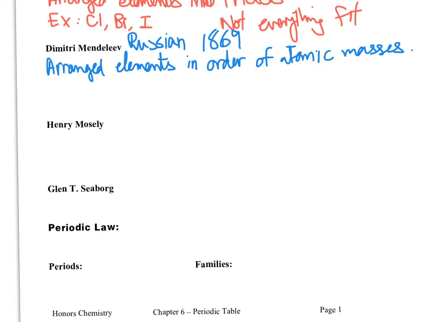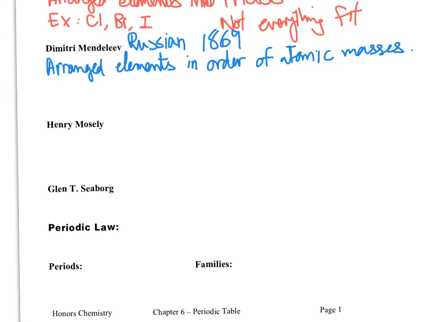But the brilliant thing about him is that when he did that, he noticed that there were periodic repetitions of properties. So he noticed that when he did that, he saw that lithium and sodium and potassium were all under each other, and they all have similar properties. And he noticed that with a lot of other groups as well.